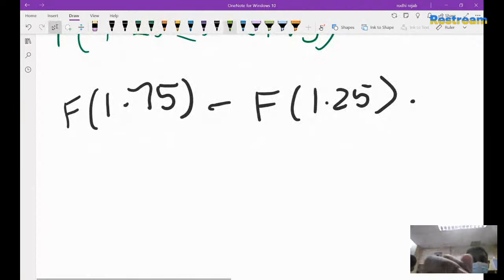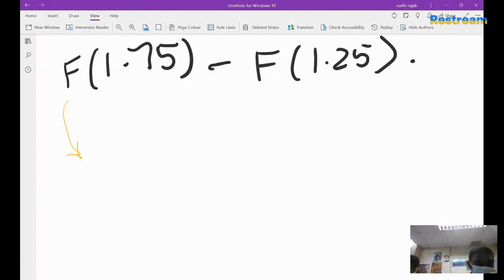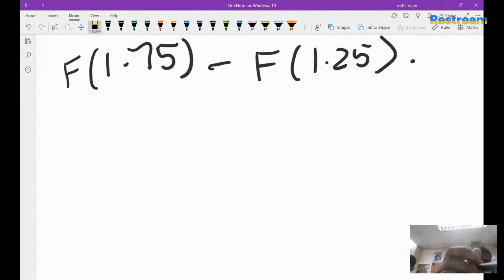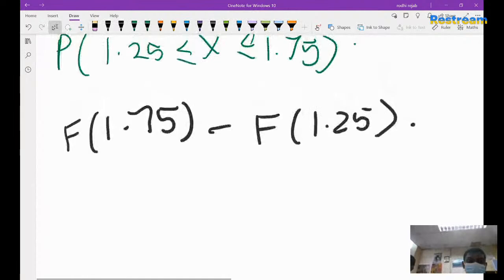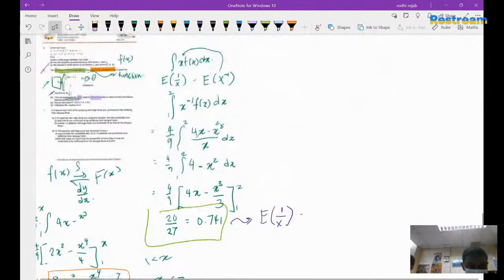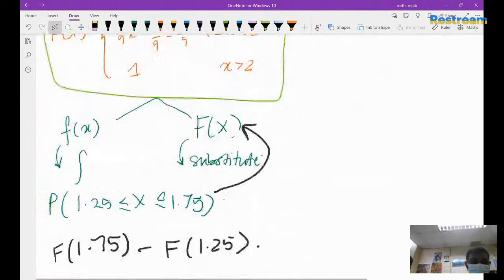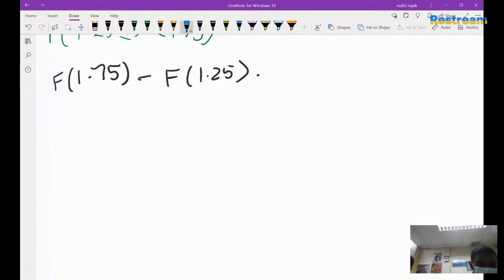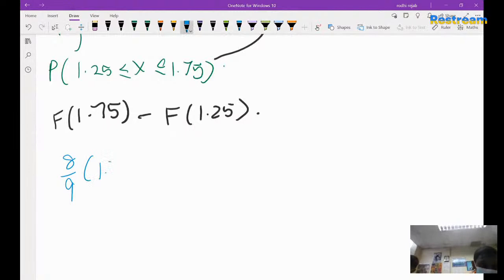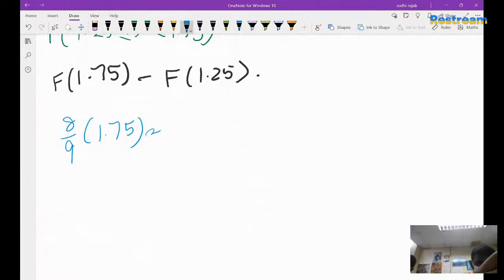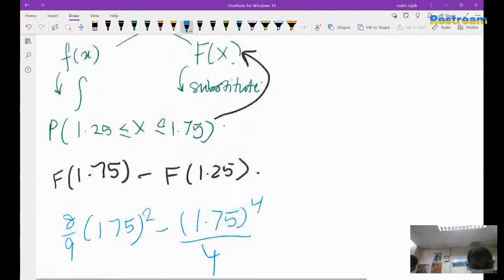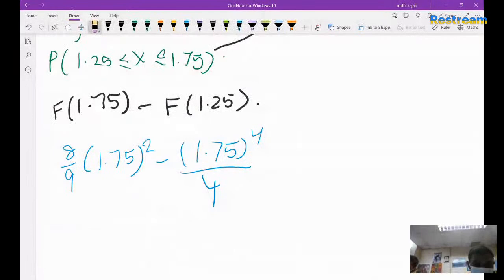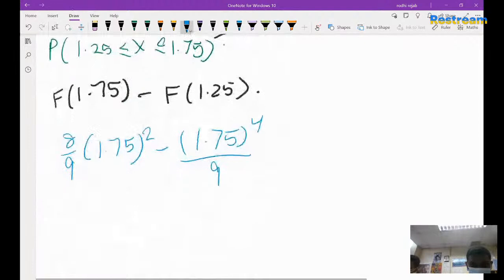1.25. What does this expression actually mean? This expression actually means that, okay, tak mau ugly. Sorry, yellow fans. Yellow is an ugly color. So if we have the function over here, if we have this expression from soalan B, we should be able to just masukkan nilai 8/9 times 1.75 kuasa 2 minus 1.75 kuasa 4 bahagi 9, sorry. Tolak 7 over 9.